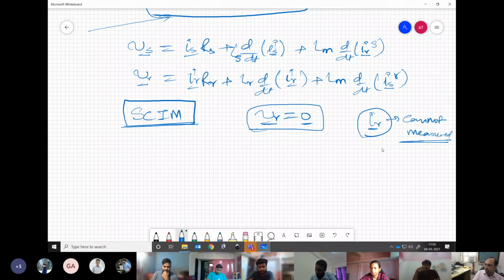We cannot have any probe or something connected over there to measure IR. It's actually a shorted conductor kept on the rotor, so we cannot measure that. These two constraints we have for the squirrel cage induction motor. Is it not?